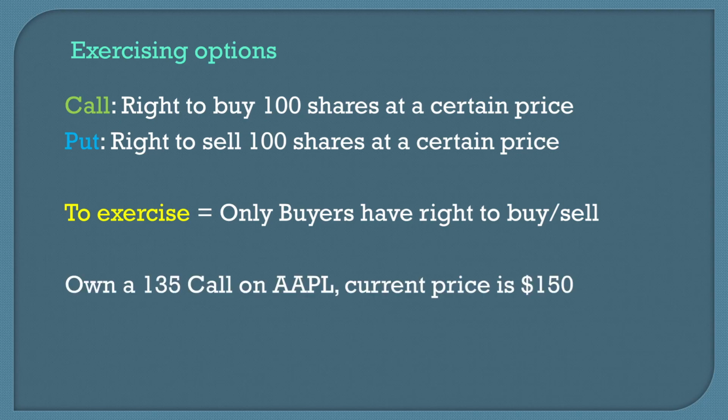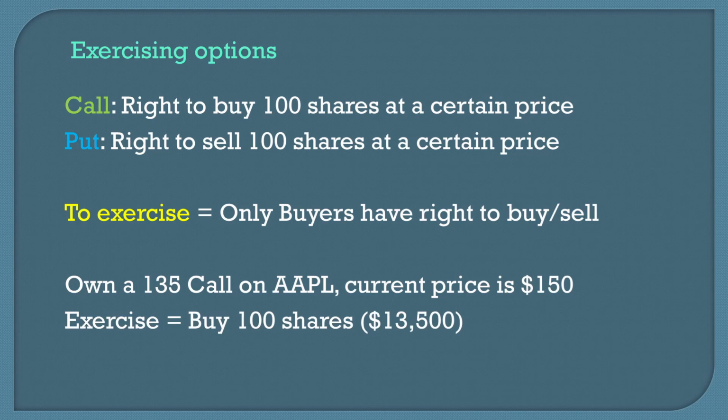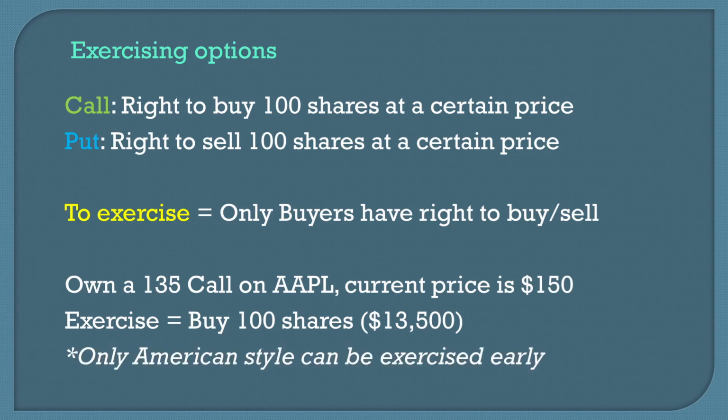So here's a simple example. You own a 135 call option for Apple, and the current price for Apple is $150. If you exercise your call option, you will buy 100 shares of Apple at $135, and this will cost you a total of $13,500. This will net you $1,500 in profit. Keep in mind that only American style options can be exercised before the expiration date. If you trade European style options, you cannot exercise your options early.